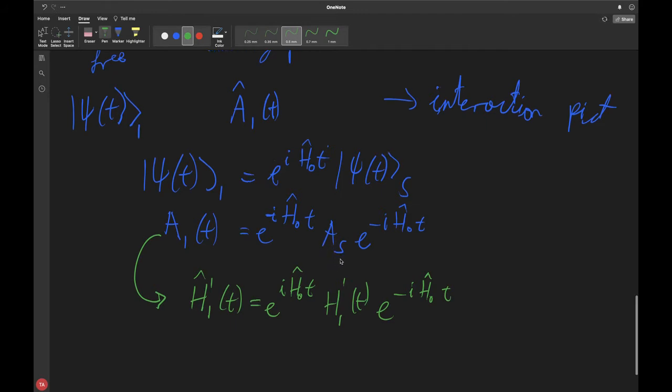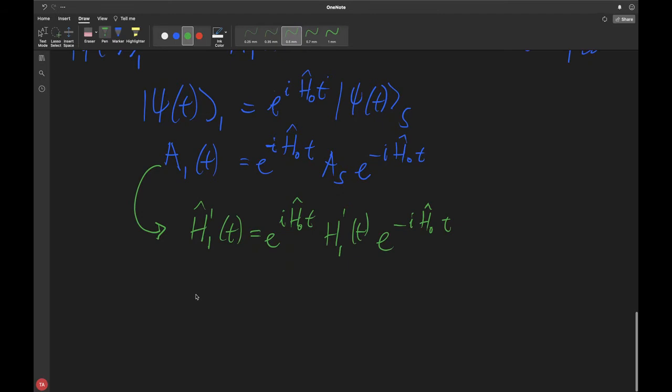The time evolution is described by the Schrödinger equation. So we can still write that i d/dt of the psi state in the Schrödinger picture is the same as the Hamiltonian operator acting on the psi state.